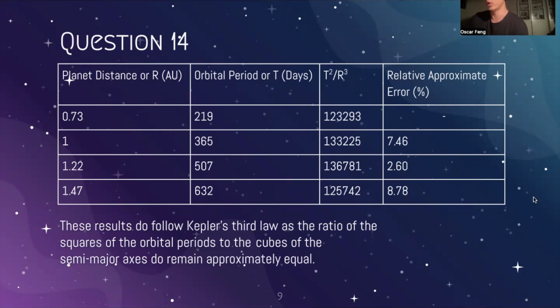Our experiment does contain a decent margin of error, which can be attributed to the fact that a lot of the measurement was done by eye. However, the results show that the ratio of the orbital period squared to the semi-major axis cubed stayed approximately constant throughout the experiment, with the largest relative approximate error being 8.78%, which supports Kepler's third law.